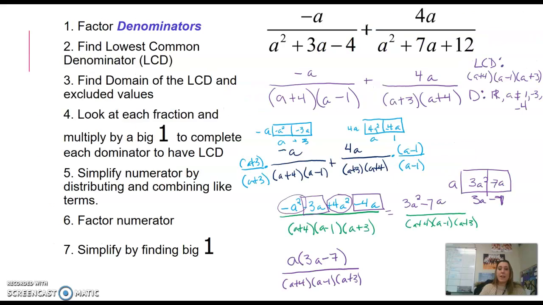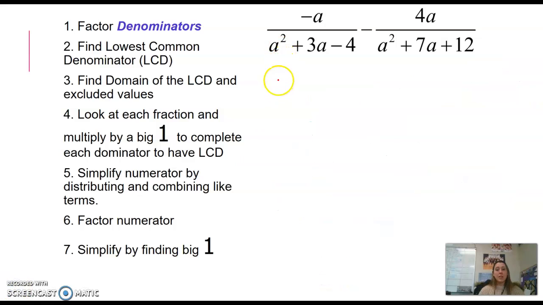Okay, so now we're going to go through this one. This one's a bit of a doozy. I'm actually going to erase what I have written, and then I'm going to go through this with all of you. So the first thing we have to do is factor the denominator. So I'm going to do box and diamond.